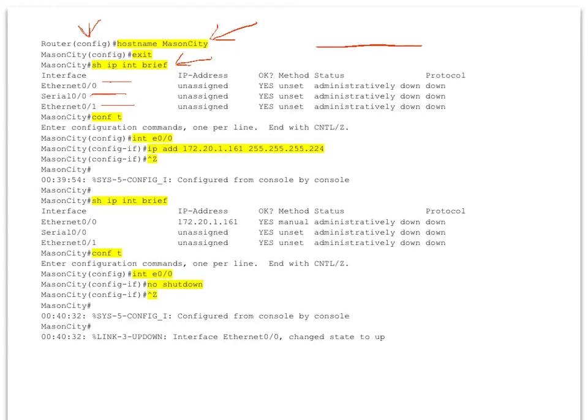Then we did a config T, and that allowed us now to configure the device. And then here we indicate interface Ethernet 0/0, and then we now have config-if. The if stands for interface. Now we're in a more specific configuration mode. And we configured it with an IP address and a mask.